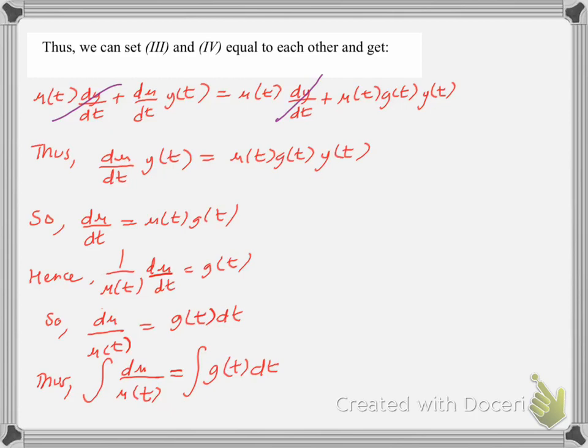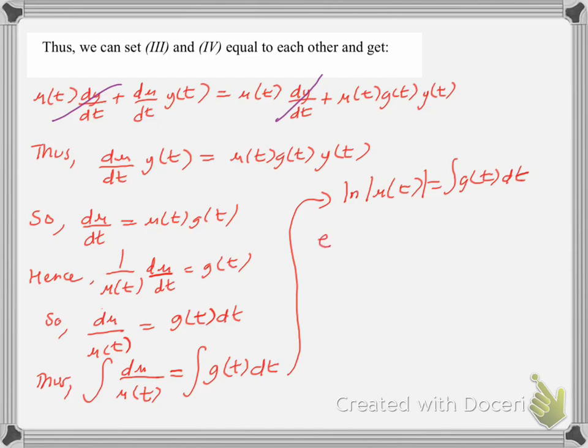Okay. And I think I have room over here. So on the left-hand side, what will we get? Well, we're going to get the natural log of the absolute value of mu of t equals the integral of g of t times dt. And we're trying to solve for mu of t. Remember, that's our goal. We're trying to find mu of t, in case we forgot on this journey.